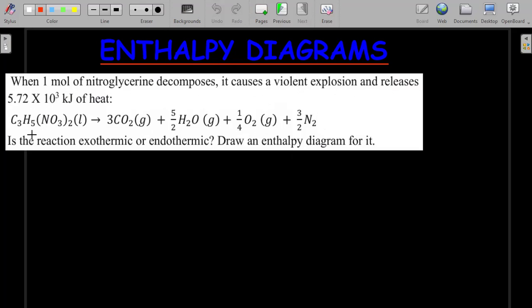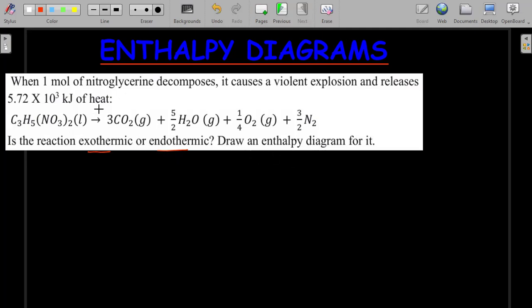Then we've been given the chemical formula for this decomposition of nitroglycerine. We have nitroglycerine, which has decomposed to give us these products, and we've been given a balanced chemical equation for that decomposition. Now we are asked: is the reaction exothermic or endothermic? That's the first question we need to answer. Once we answer that, we need to draw an enthalpy diagram for it.